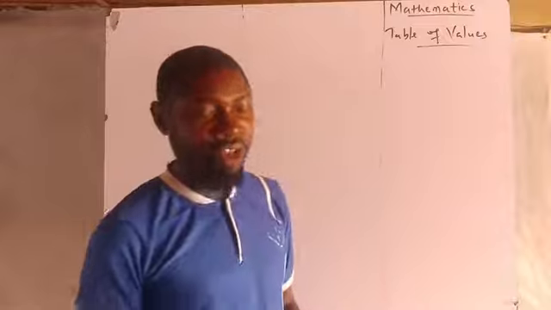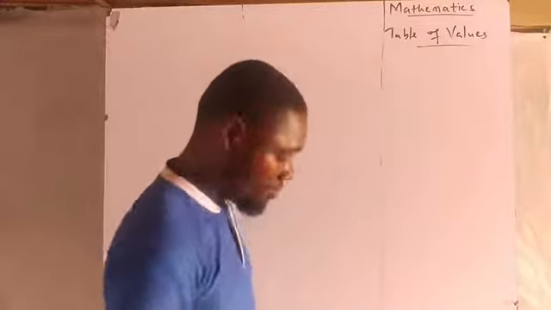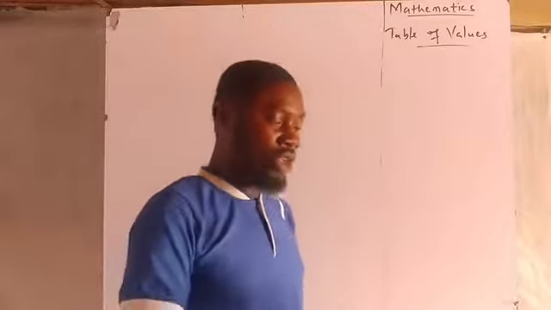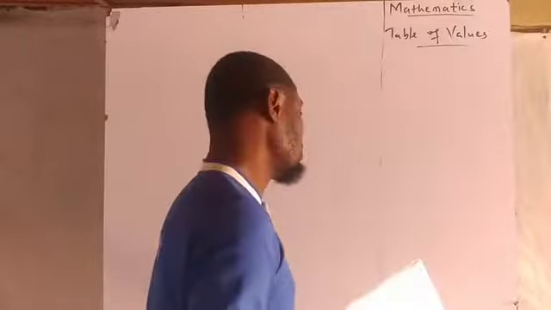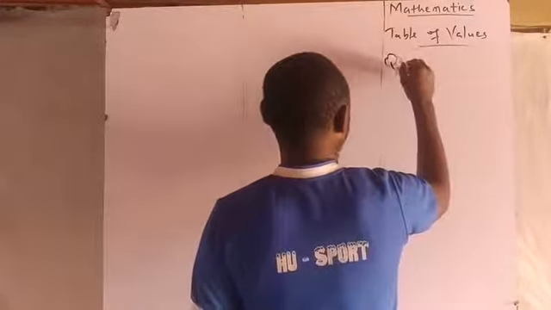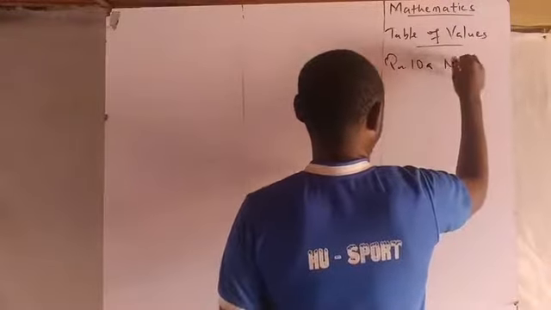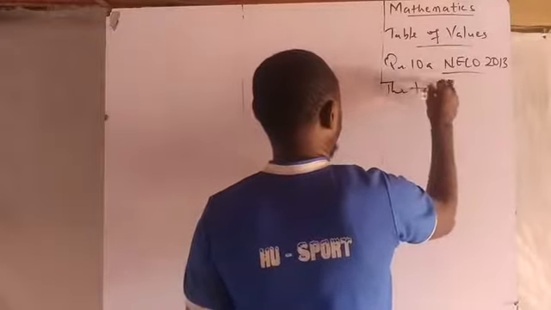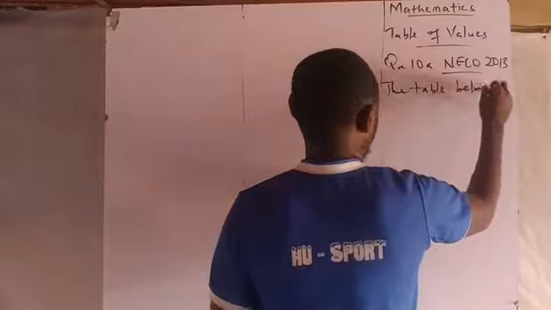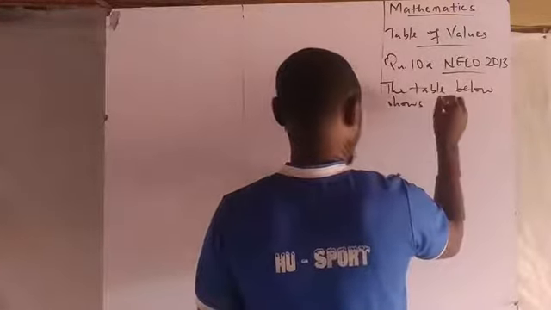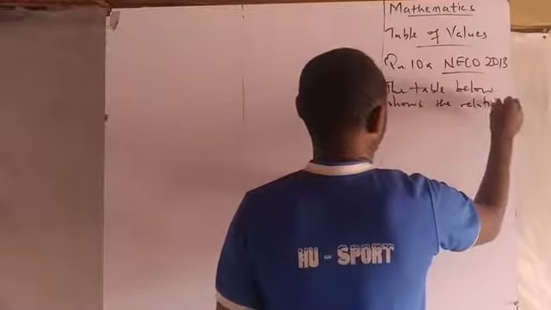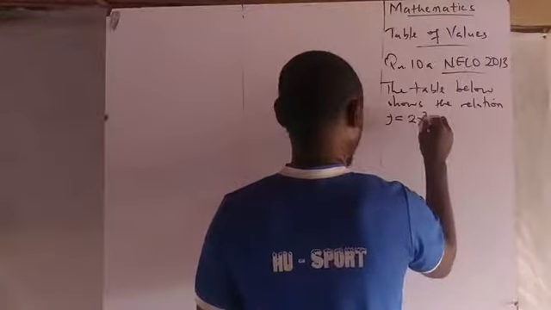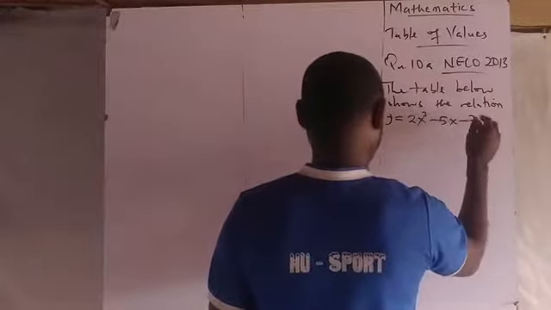Now here is NECO 2013 question 10A. It has to do with plotting of graph, but we are dealing with question 10A, which has to do with completing the table. The table below shows the relation y is equal to 2x squared minus 5x minus 7.